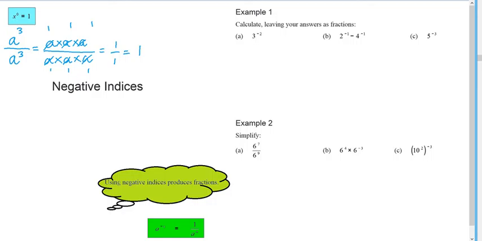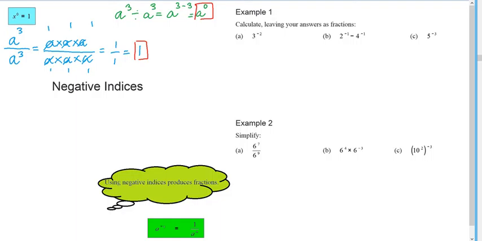But I also know that from 7.2, the rules for indices say that if I am dividing, do you remember? I subtract the indices, which means that that becomes a to the 0 power. So same question, I've just worked it in two different ways. One way was first looking at the expansion, and the other way was using my laws of indices. And I just want to point out that I got two different answers.